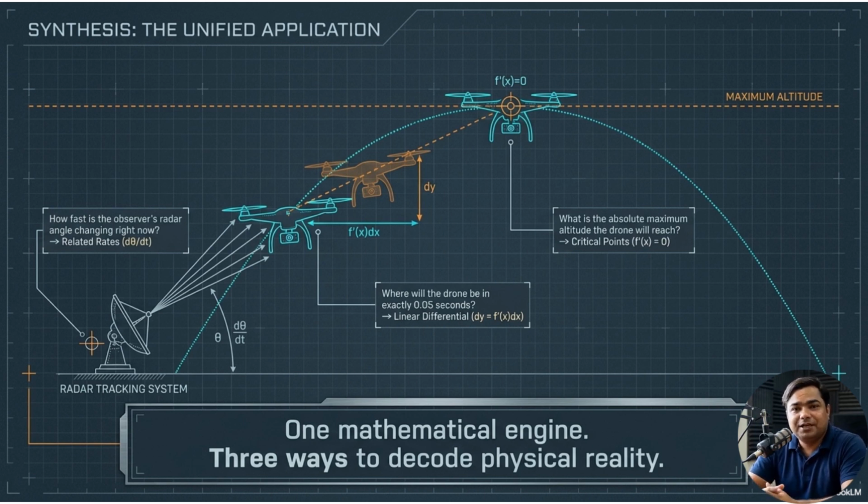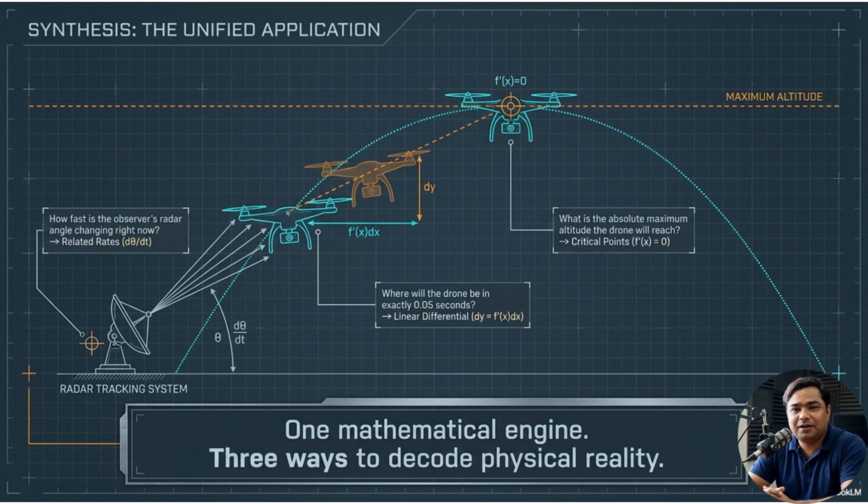So the message is very clear. One mathematical engine, three ways to decode physical reality. Derivatives help us track motion, approximate complex systems, and optimize performance. This is why calculus is not only theoretical, it is a language for describing the real world. Whether we are studying rockets, drones, water flow, measurement errors, or engineering systems, calculus gives us a structured way to understand change. To conclude, remember these three ideas.